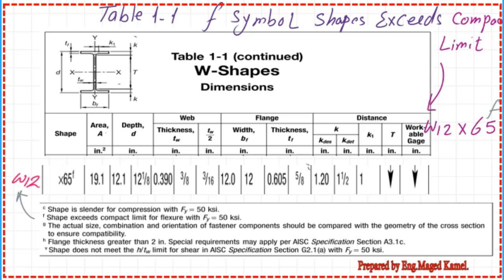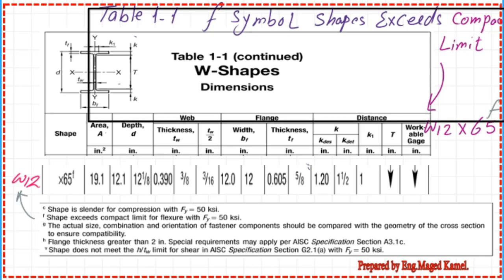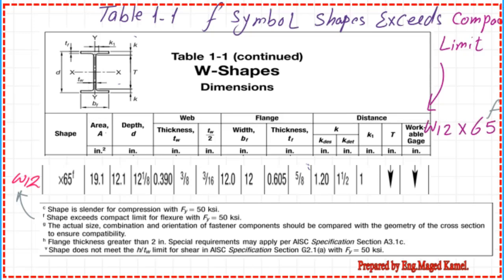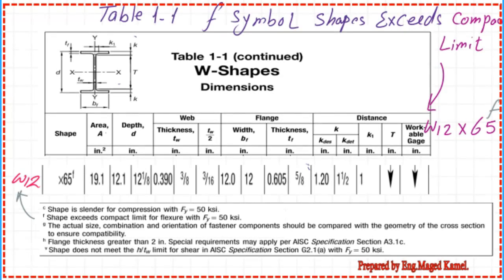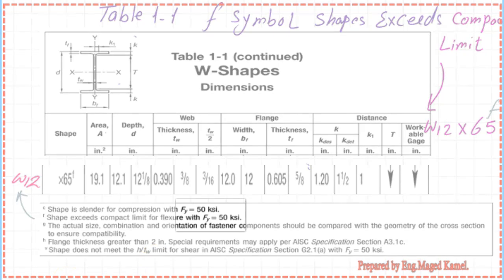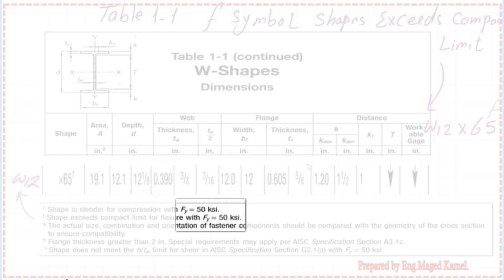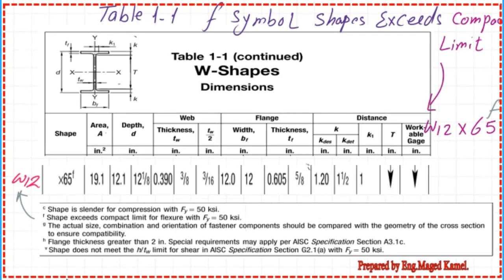Here is table 1.1. If we have superscript F, which means that the section has exceeded the compact limit, we are expecting that W12 by 65 has superscript F. Here, the F shape exceeds the compact limit for flexure with yield stress of 50 KSI. This table is based on the yield stress of 50 KSI. Suppose we use other than the yield stress of 50 KSI, for instance 36 or 65.